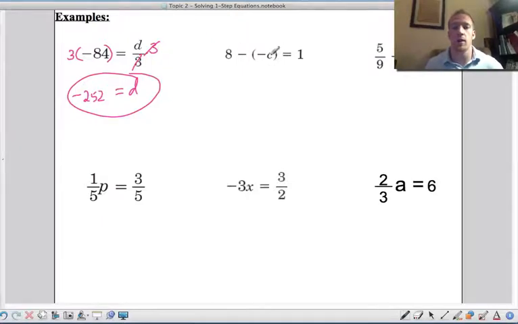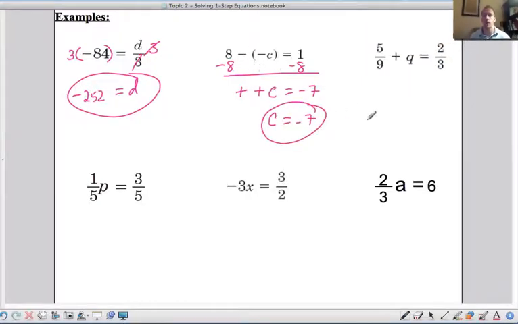Here, we want to get the variable alone. So first step is to subtract 8 on both sides. So I have a negative C equals negative 7. So negative is really like a positive. So not C is C. So we have C equals negative 7. So remember your negative rules.